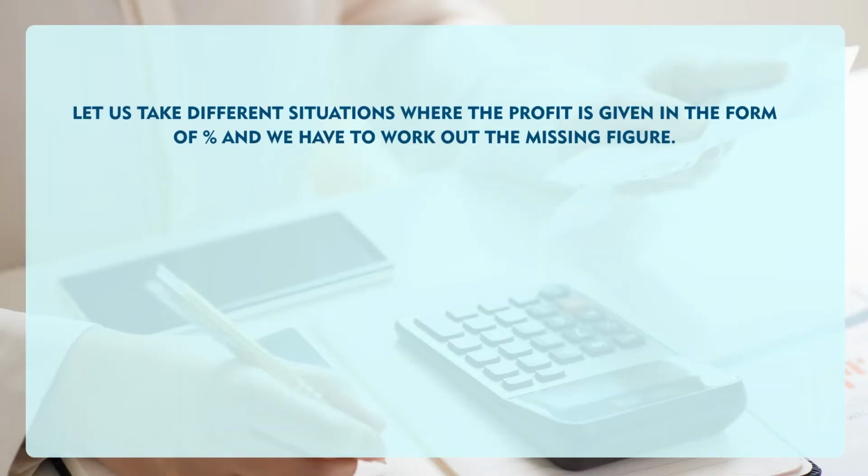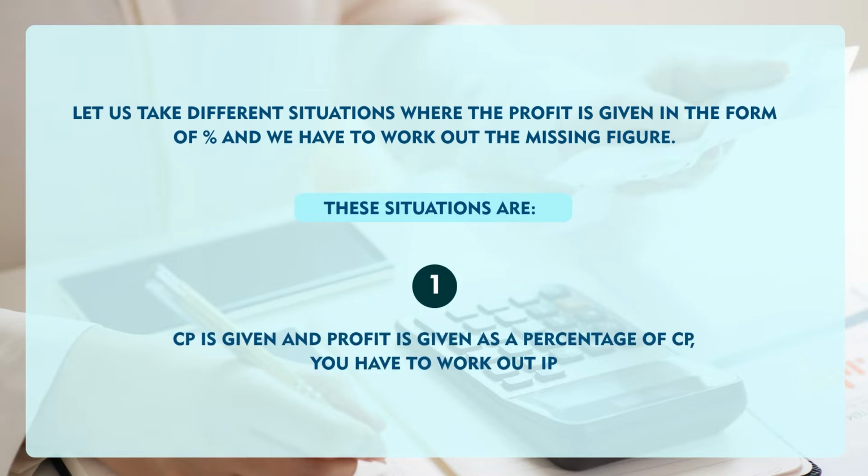There are situations where a figure is missing and we have been provided with certain information. With the help of that information, we can easily work out the missing figure. Let us discuss these situations one by one. The first situation: cost price is given and profit is given as a percentage of CP. You have to work out the invoice price.